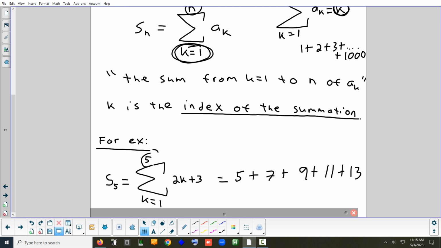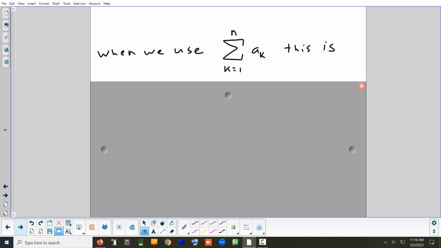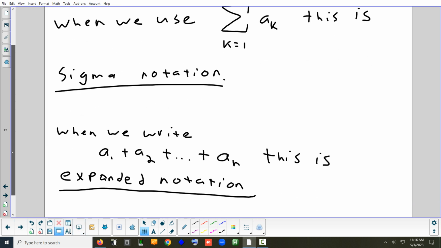Okay, any questions on that? This is what I just told you. So when you write something with a sigma, that's sigma notation. When you write something actually doing it out, that's called expanded notation.